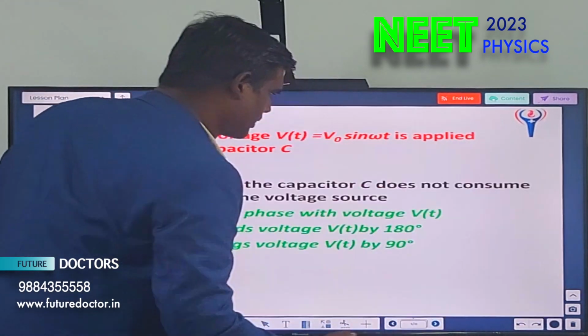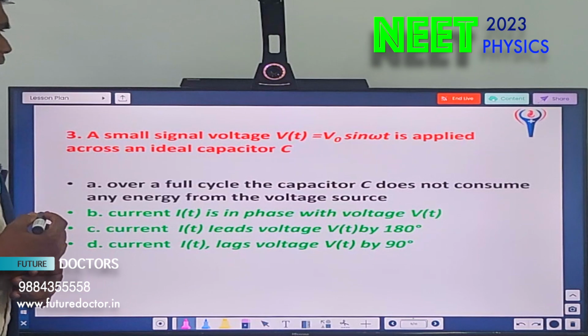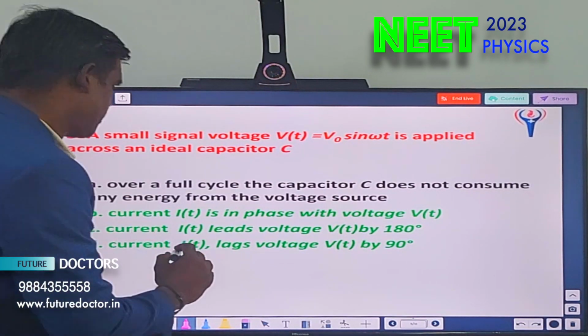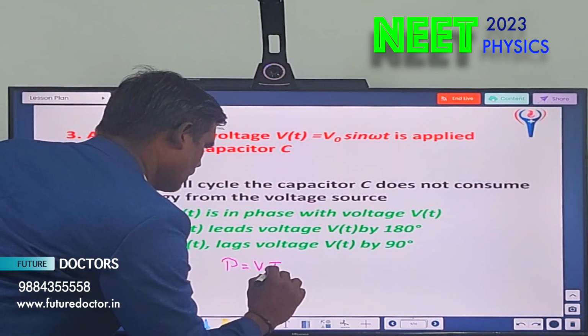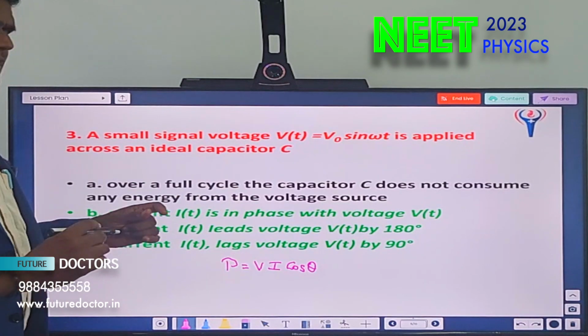Let's move to question number 3. A small signal voltage V of t equal to V naught sin omega t is applied across an ideal capacitor C. Then dash. That is power formula. Power P equal to V I cos theta. Here cos theta is a power factor. And theta is a phase difference.